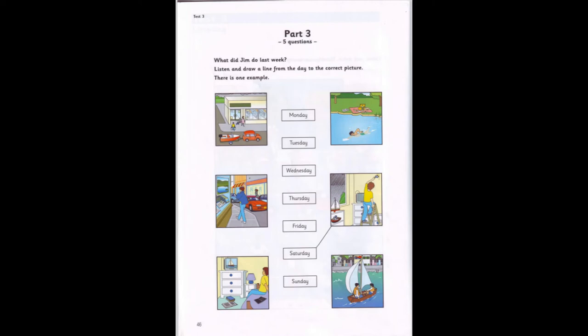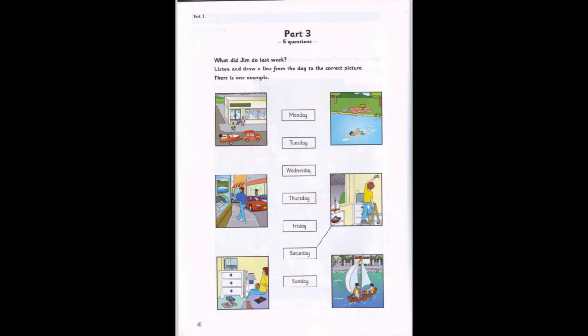Hello, Jim. What did you do last week? Well, on Saturday when it rained, I helped Mum. We painted my bedroom. Wow! It looks great now, Aunt Lucy.